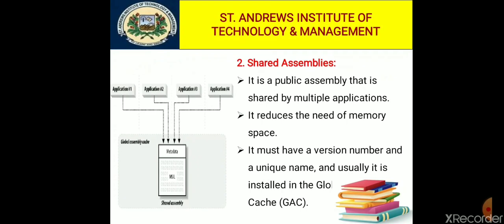The second one is shared assemblies. Everyone knows the shared keyword. Shared means the application or software is one and the number of users is many, so that's why we call it shared assemblies. It is a public assembly that is shared by multiple applications or multiple users.